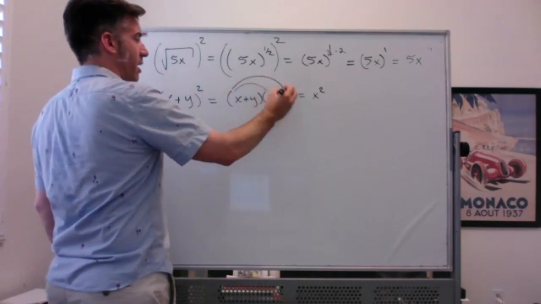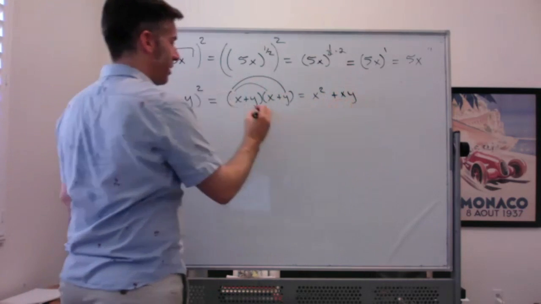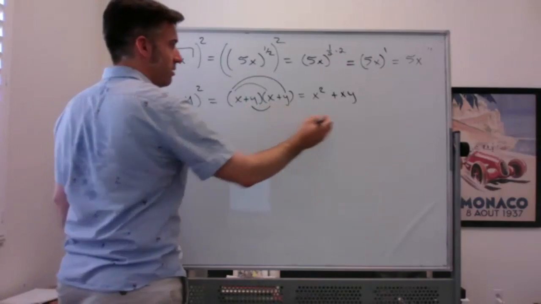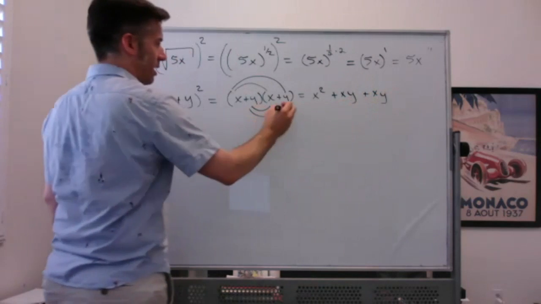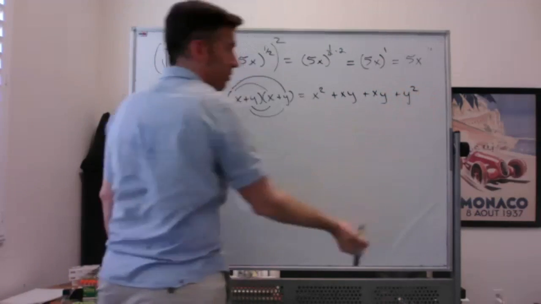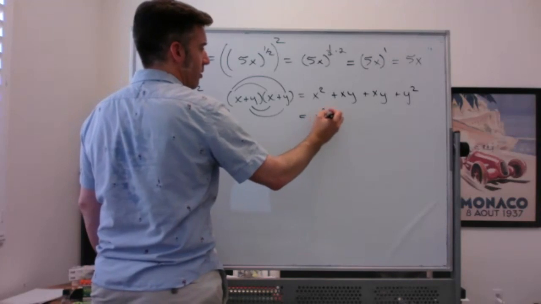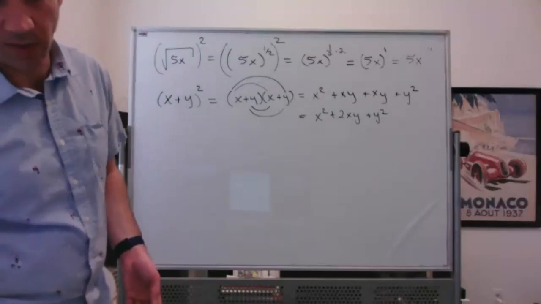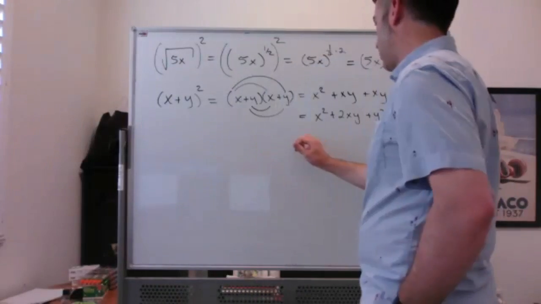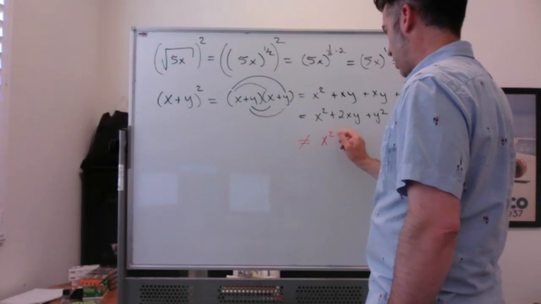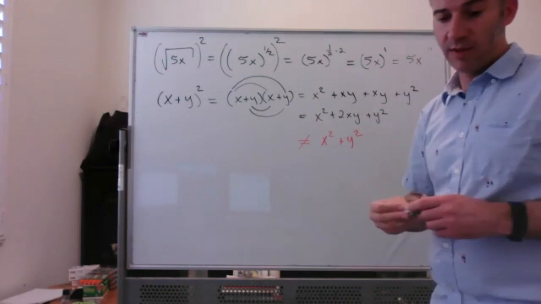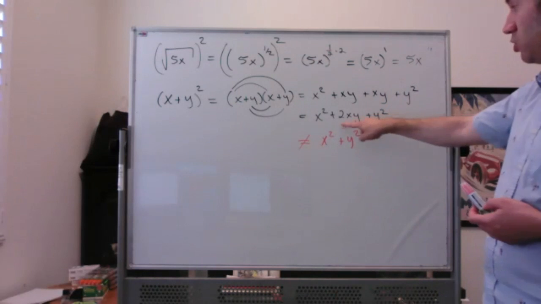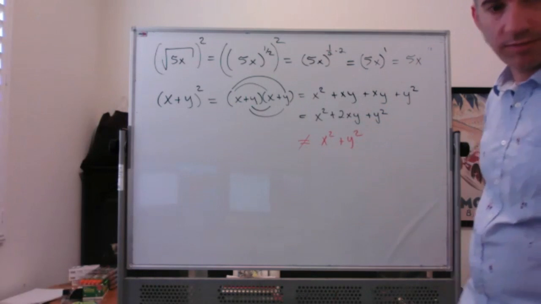And then we have x times y. And then we have y times x, which is also the same as x times y. And then we have y times y, which is y squared. And then we usually simplify this as x squared plus 2xy plus y squared. And I just want to really emphasize here, this is not the same as x squared plus y squared. People often say if you do this the wrong way, that you're missing the middle term. You're missing the 2xy if you just try and square each part.